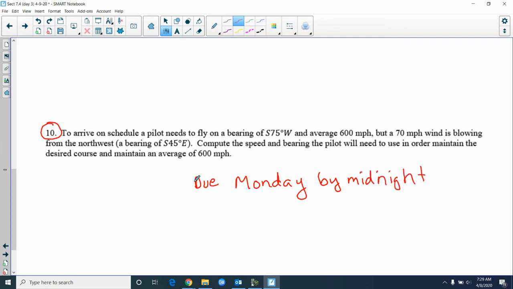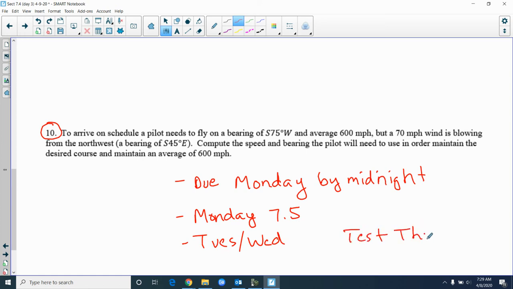We will have a lesson on Monday. We will start with 7-5, and then we will review Tuesday and Wednesday. I don't know if I'll present both days, but we will review, and there will be a test Thursday. Okay, that is the plan. Remember, that test is very, very important because it goes in that 55% bucket.